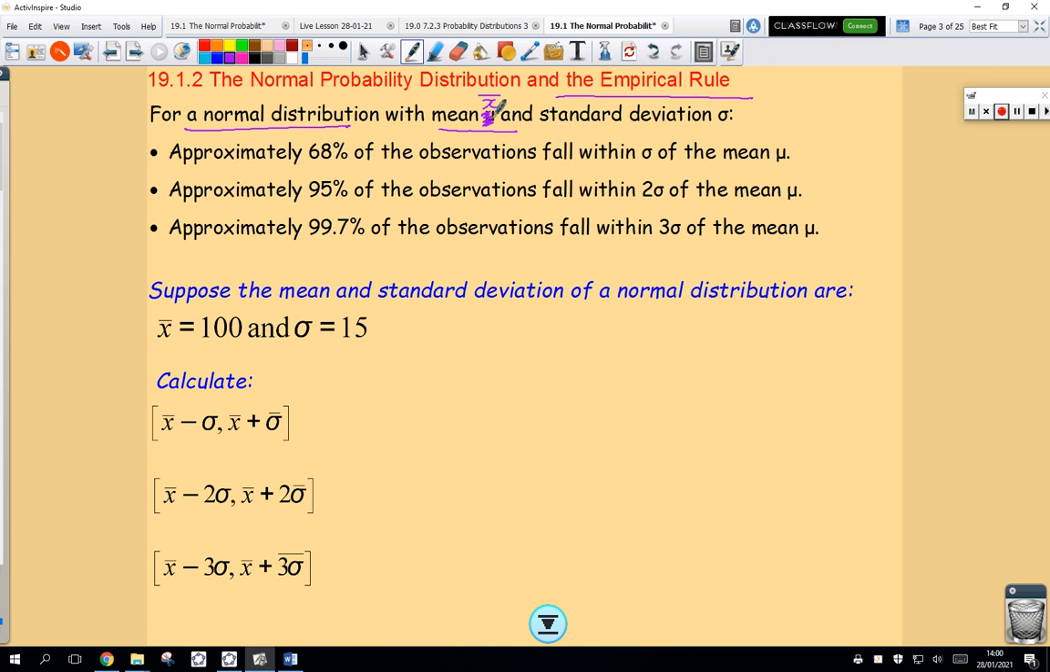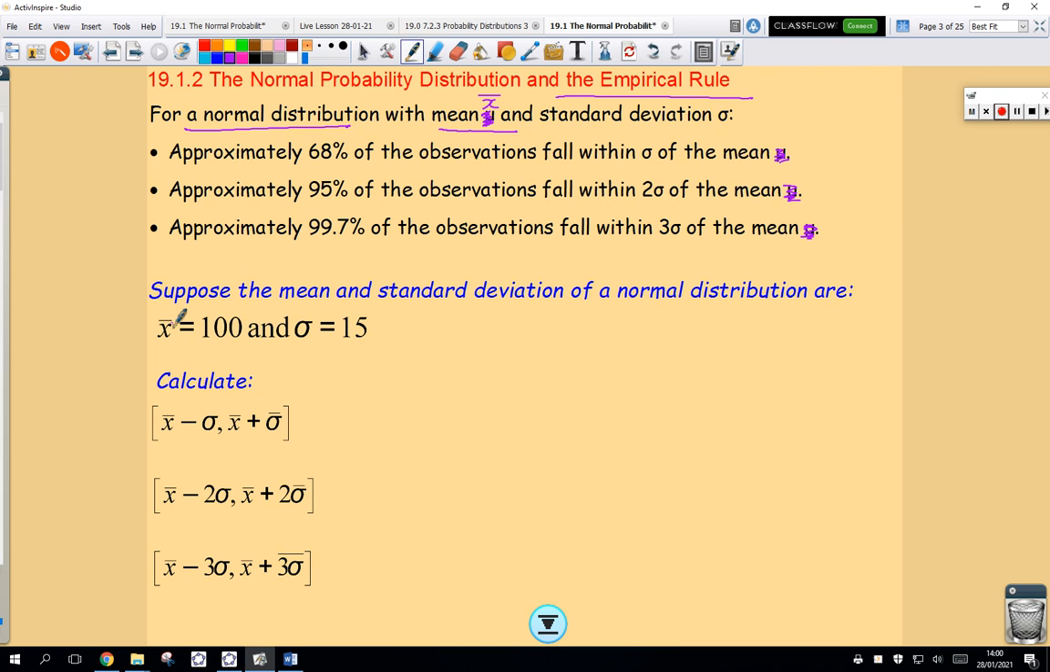Approximately 68% of the observations fall within sigma of the mean. Okay, so that's one standard deviation of the mean. Approximately 95% fall within 2 standard deviations of the mean, and approximately 99.7% fall within 3 standard deviations of the mean. I'm using x bar for the mean here.